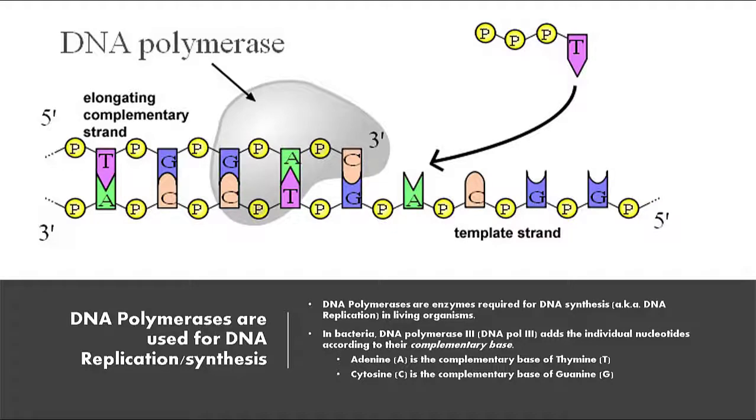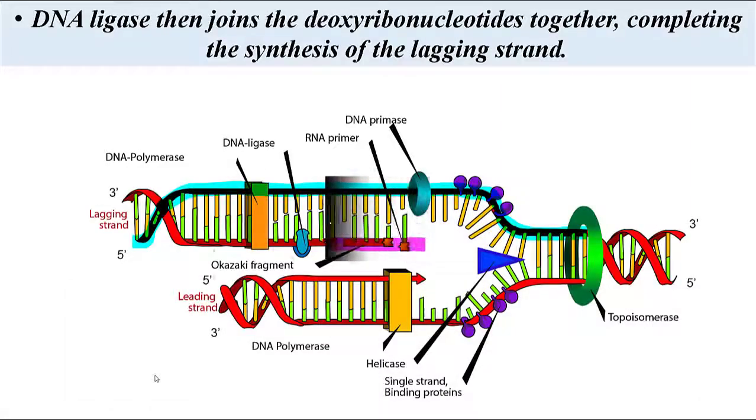DNA polymerase is the enzyme that is required for DNA synthesis, or DNA replication, in all living organisms. However, there are many different types of DNA polymerases in different organisms. In bacteria, it is DNA polymerase III, or DNA Pol III, that adds individual nucleotides according to their complementary bases. For example, adenine would be the complementary base of thymine, and cytosine would be the complementary base of guanine. DNA ligase is then used to join the Okazaki fragments together.